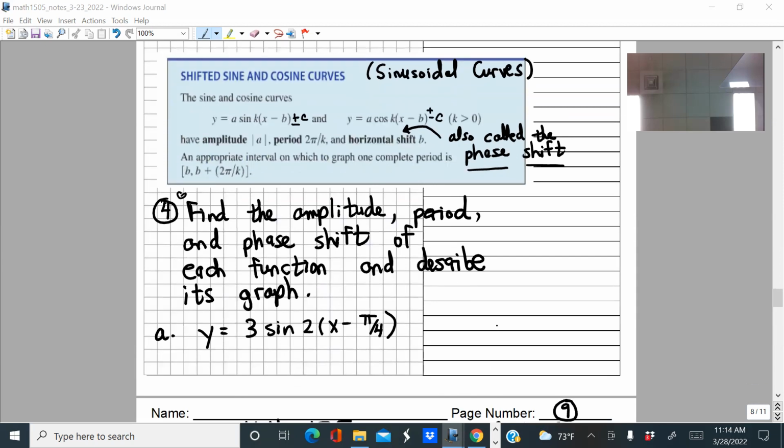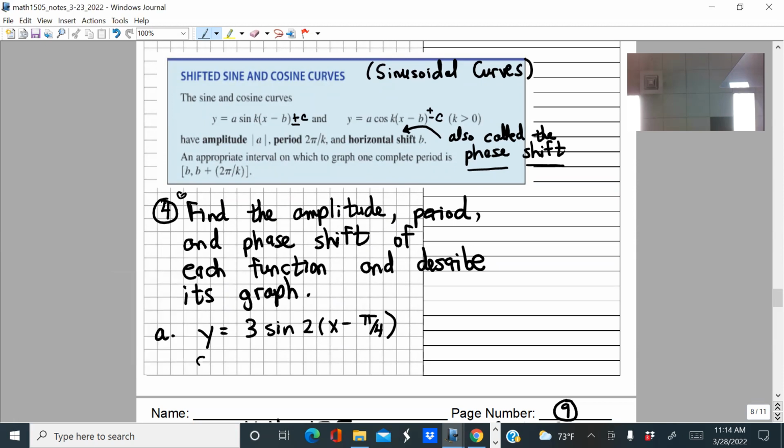All right, so let's look at some sinusoidal curves where we have all sorts of transformations going on. So this is about as complex as they will get. So here we have 3 times the sine of 2 times x minus pi over 4. So we've changed the amplitude, we're also going to be changing the period, and then here we have a phase shift as well. So we're going to be shifting this graph left or right. So let's look at the parameters here.